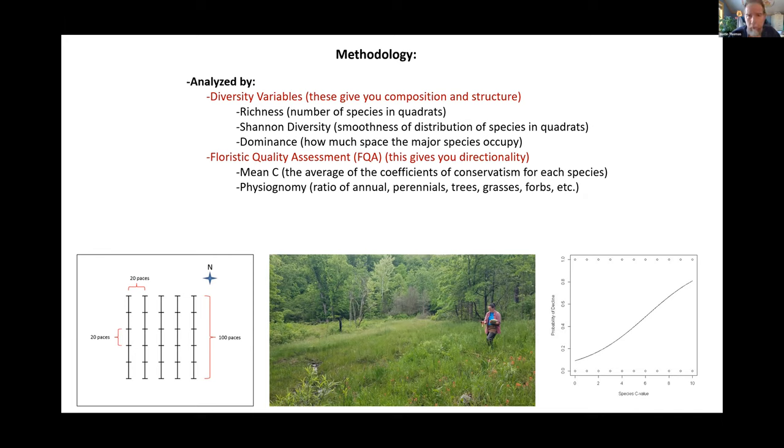More stable, more complex, more mature systems tend to have higher diversity and higher richness. Dominance is something I like to look at too. You can look at the top two or three dominant species and how they change over time. And then something a lot of people don't use, that's less common, is a floristic quality assessment. That uses coefficients of conservatism, or C values. It's a number from 0 to 10 assigned to species, based on how good an indicator they are of an intact, old, stable system. So the mean C value, the average of those numbers in a plot, becomes very important and is the crux of interpretation, I think. I'll give an example of that in a moment. And then physiognomy: the ratio of annuals, perennials, grasses, forbs, trees, and so on.